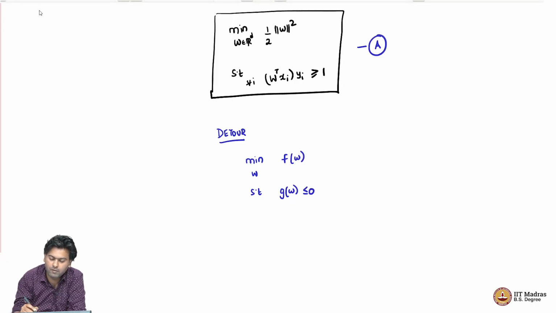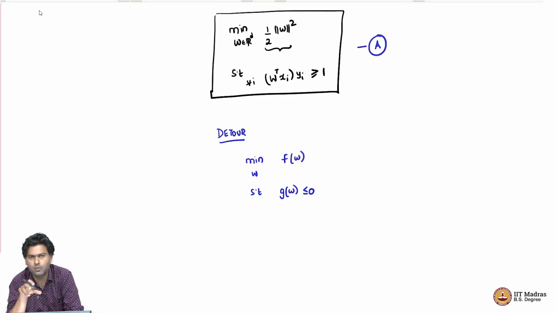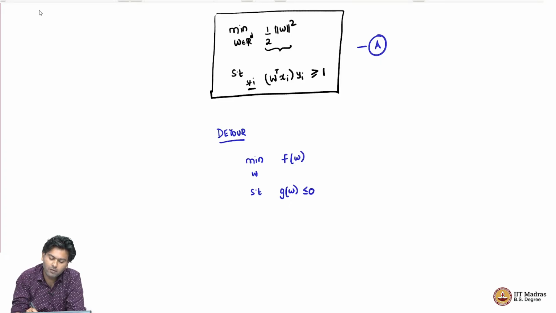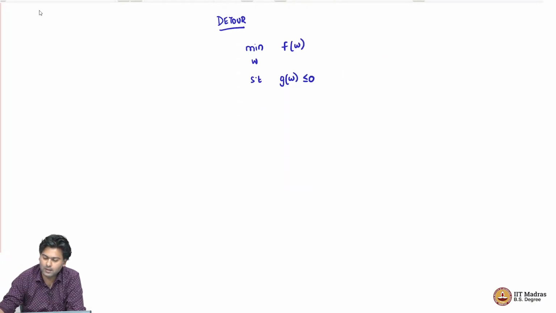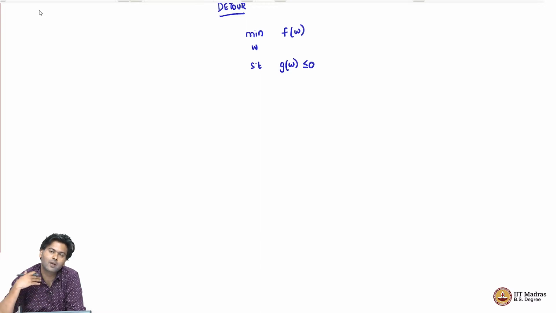So here we have some function f of w. Now g of w is not less than or equal to 0, it's greater than or equal to 1, but then you can change it into an appropriate form such that it is less than or equal to 0. Now again, note that in the problem that we have, there are many constraints. There are n constraints corresponding to n data points that we have, whereas what we are going to first start looking at is just the case of one constraint, and then we will see how the ideas also translate to the case where you have more constraints.